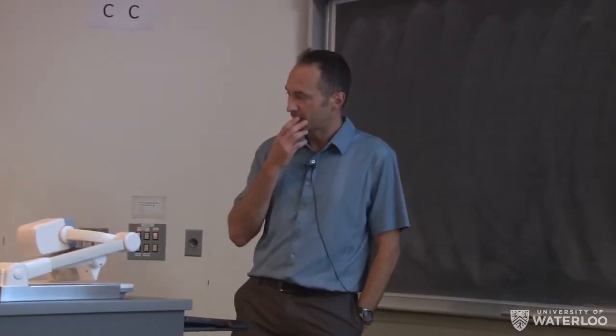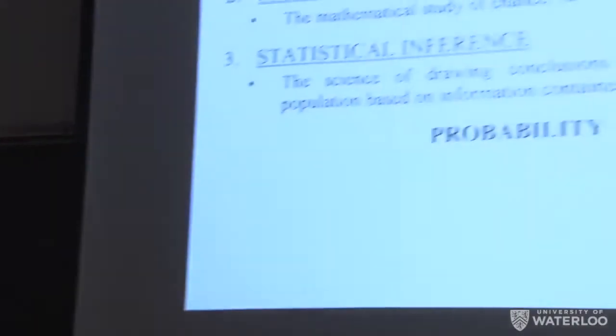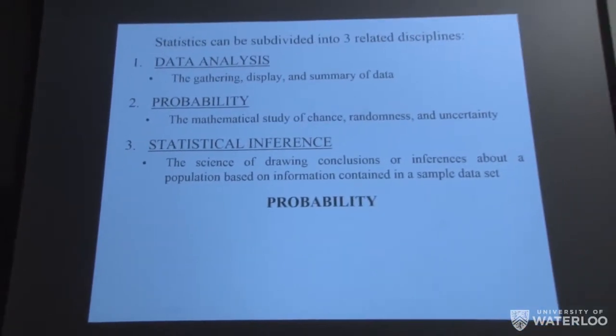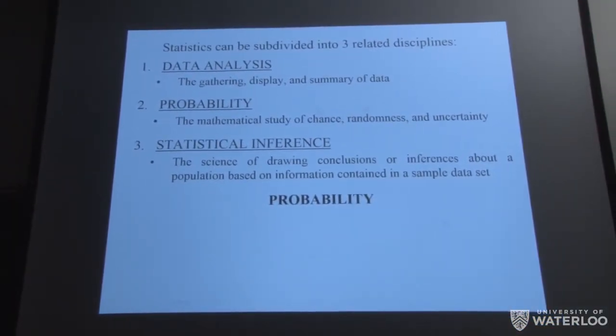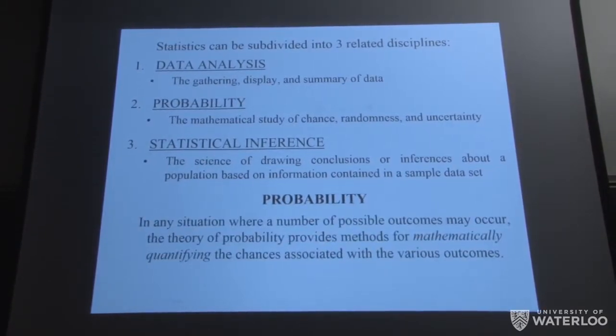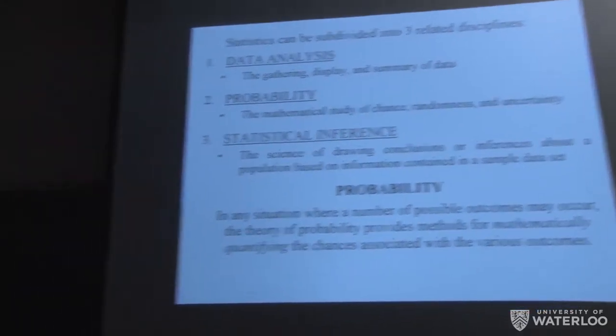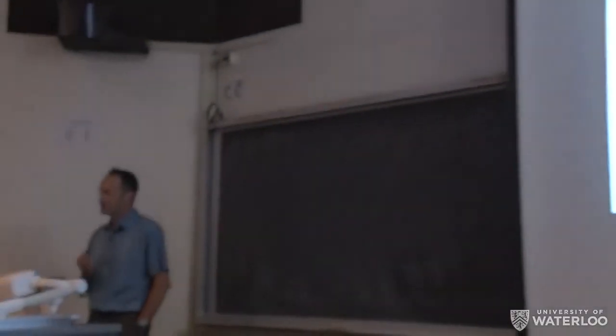So I've already alluded to the fact that probability is near and dear to my heart. It's the type of material that I tend to teach from second year right up until fourth year and graduate level courses. And if I had to define probability in a one-sentence description, this is something that I might use: we have a number of possible outcomes in an experiment, and we're trying to use probability to mathematically quantify the likelihood or chances of those outcomes taking place.